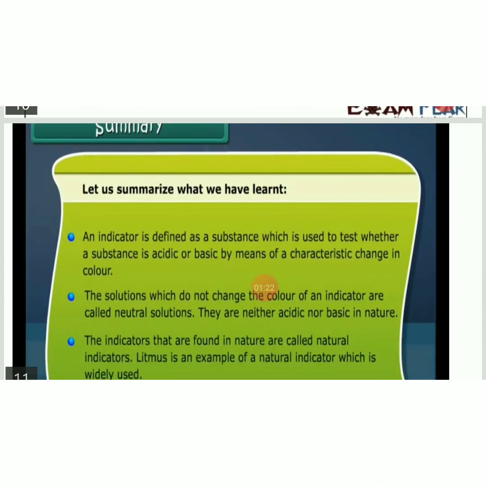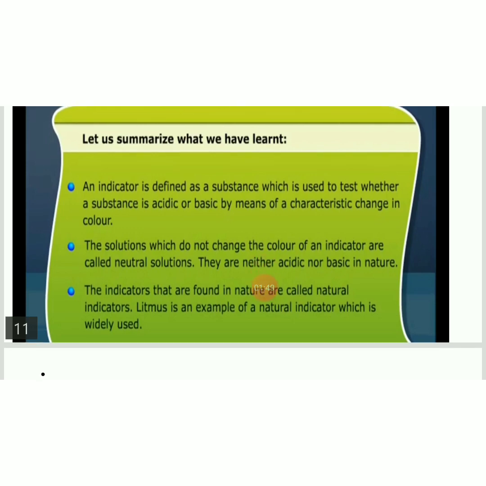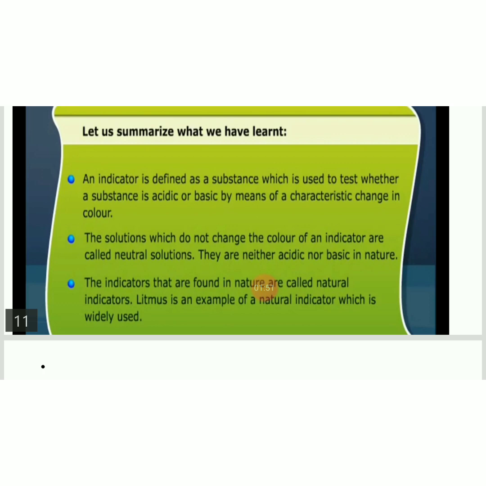Now let's summarize what we have learned. An indicator is defined as a substance which is used to test whether a substance is acidic or basic. Right? The solutions which do not change the color of an indicator are called neutral solutions and they are neither acidic nor basic in nature. The indicators that are found in nature are called natural indicators and the indicators which we prepare in the lab are called synthetic indicators. So litmus is the most commonly used natural indicator.